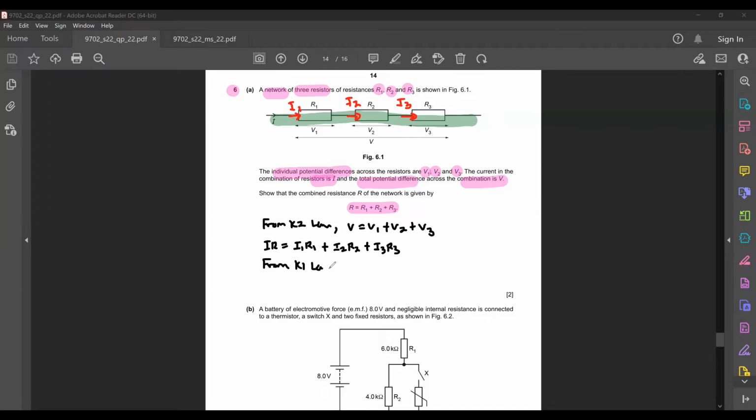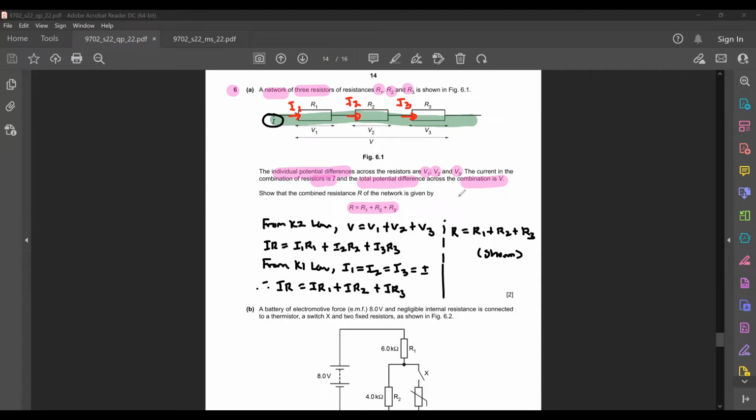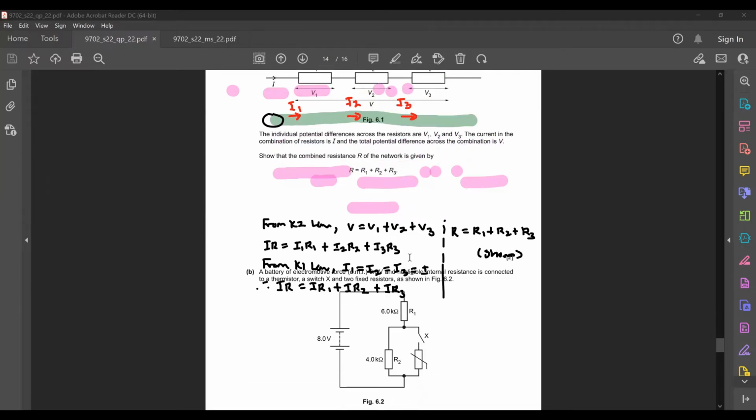So from K1 law, I1 equals I2 equals I3 is equal to I itself. Therefore, IR is equal to IR1 plus IR2 plus IR3, giving you R equals R1 plus R2 plus R3. So this is shown. Okay, so that's for part A. If you're okay with that, then I'll move on to part B.